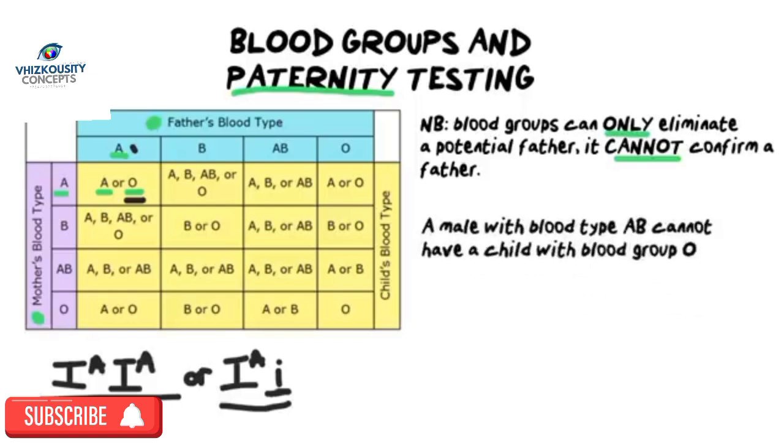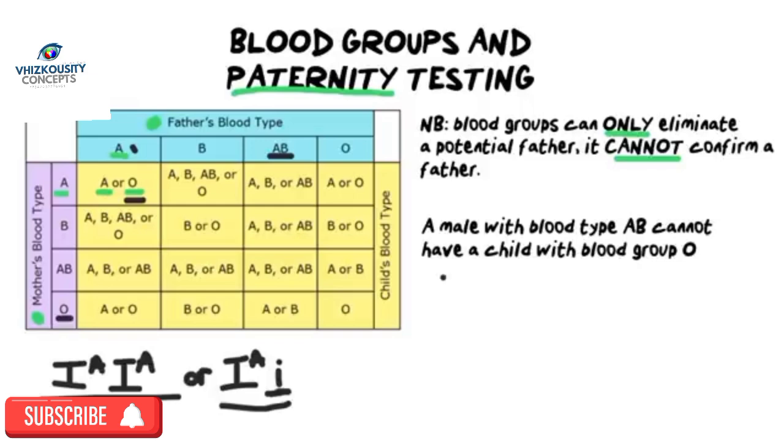A male with blood type AB cannot have a child with blood group O. We can prove that by simply looking at the table, but I'll also prove it a different way. Here is the father's blood group, AB. If you look through the list going down, you will notice that there are no O's present, regardless of what the mother is. Even if the mother down here is an O blood group, it's impossible.